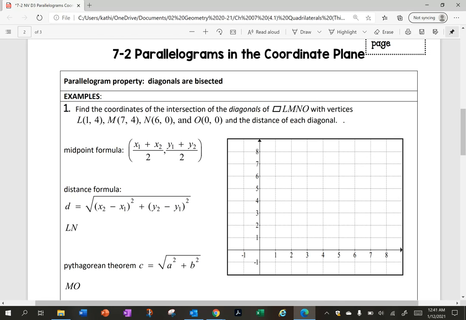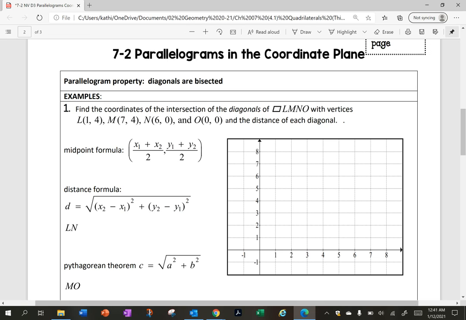For example number 1, we are going to talk about the property of parallelograms that the diagonals bisect each other. Find the coordinates of the intersection of the diagonals of parallelogram LMNO with vertices at L, M, N, and O, and the distance of each diagonal.